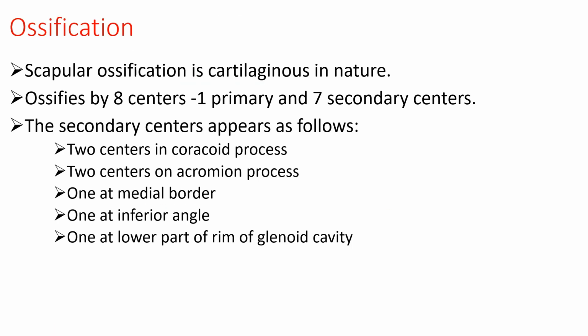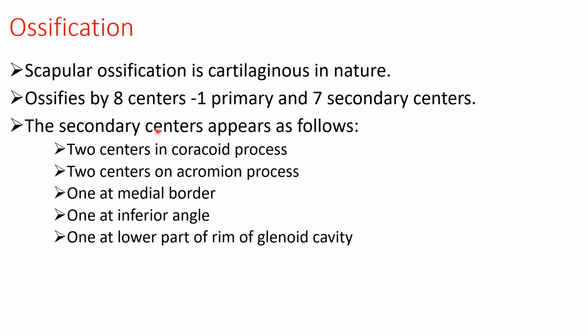Then let's look at the ossification. The scapula ossifies in the cartilage. Its ossification is cartilaginous in nature. This is in contrast to the clavicle bone, which ossifies in membranocartilaginous fashion. So the ossification of the scapula is cartilaginous. Then it has 8 ossification centers. 1 is primary, then the other 7 are secondary centers.